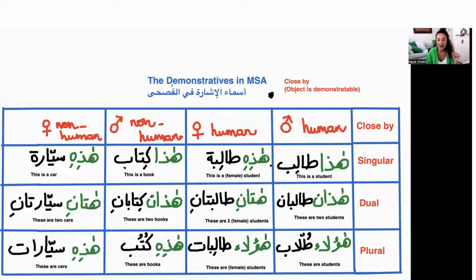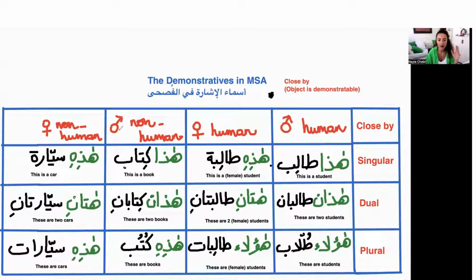Okay, let's continue with the singular. If my subject is human female, I use هذه. هذه طالبة. طالبة demonstrates a female student because of the ta marbuta. So هذا is masculine, هذه is feminine.